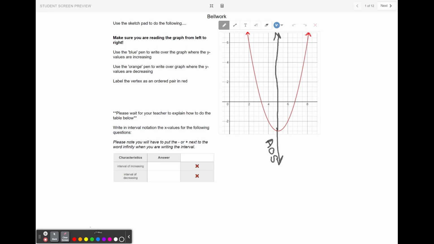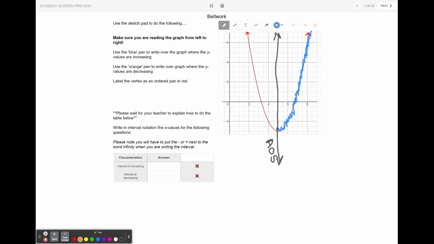And then start to color. So if you were walking on this graph, then the sides to the right would be increasing. Because look at my pen movement, it's going up towards the sky. So that's how I know my y values are increasing. And they're increasing all the way from the wall, all the way to the right, because we read the graphs from left to right.